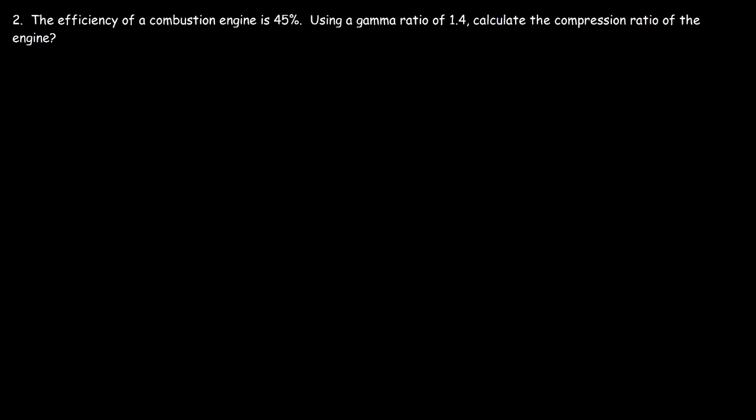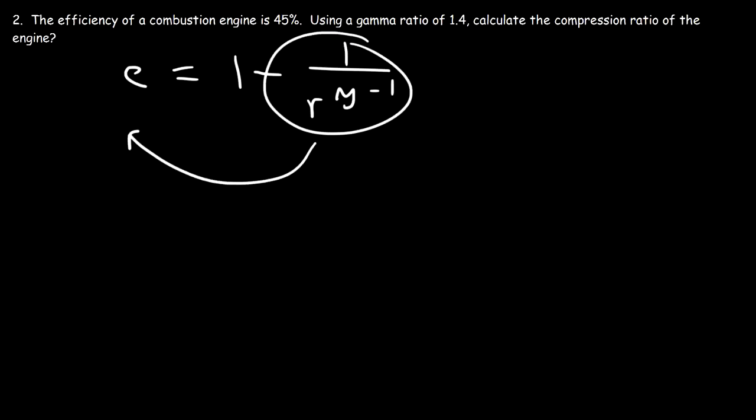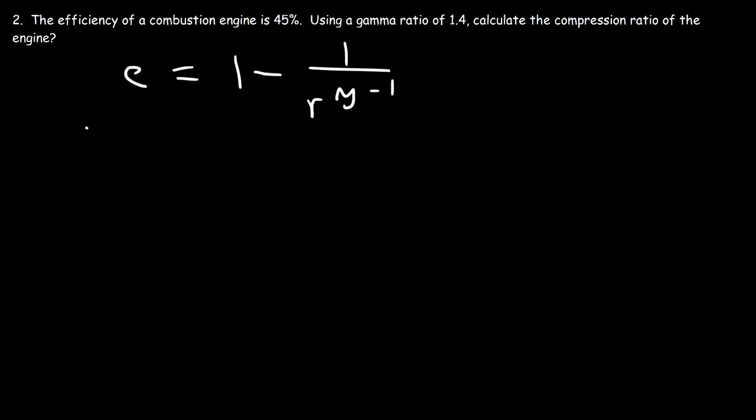Now let's focus on number 2. The efficiency of a combustion engine is 45%. Using a gamma ratio of 1.4, calculate the compression ratio of the engine. So this time we need to solve for R. So let's start with this formula. Efficiency is 1 minus 1 over R raised to the gamma minus 1. So how can we get R by itself? So I'm going to take this fraction, move it to this side. So the sign is going to change from negative to positive. Then I'm going to take the efficiency, move it to that side. So it's going to be negative on the right side.